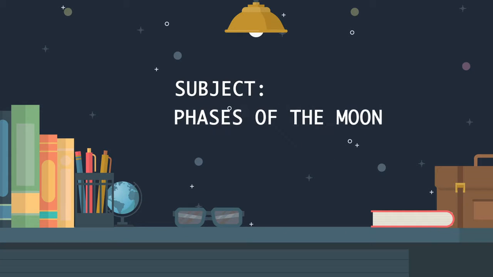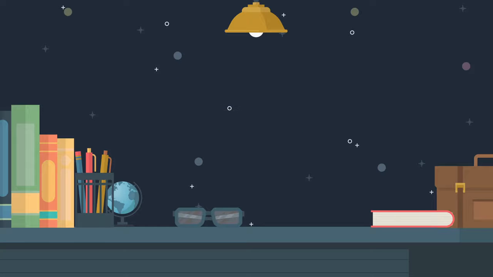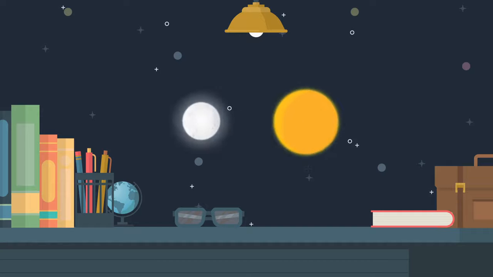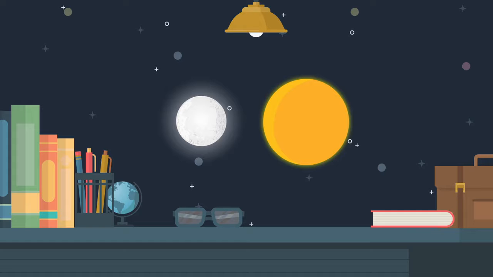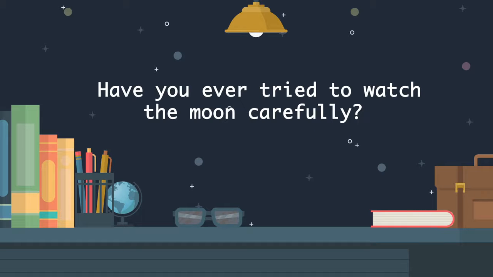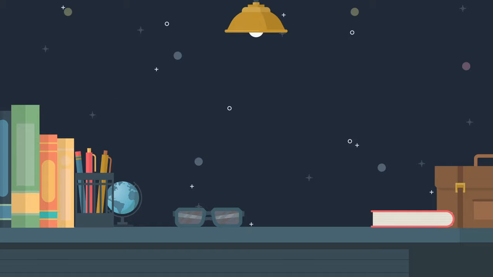Today I am going to talk about the phases of the moon. I think you know the moon. The moon and the sun are the most obvious objects in the sky. I am sure that when you look at the sky at night, you see the bright silver face of the moon. So have you ever tried to watch the moon carefully?